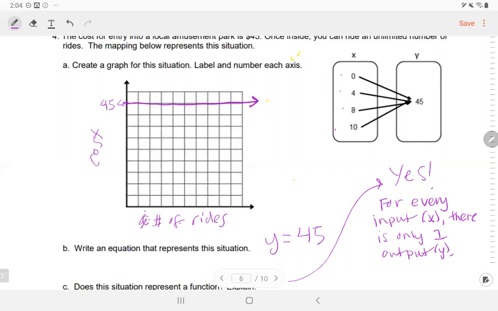And I know this gets a little confusing because you're seeing a lot of arrows to the same y, but I'm only seeing one arrow from 0. I'm only seeing one arrow from 4. I'm only seeing one arrow from 8, and I'm only seeing one arrow from 10. If I could ride 0 rides and I could pay $45 or I could pay $60, then this would not be a function, but it's the same price no matter what.